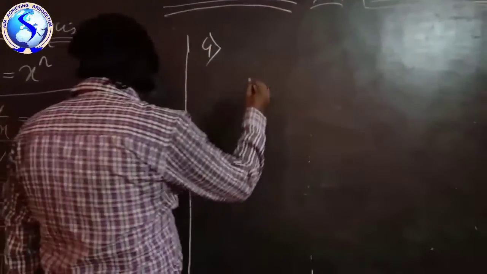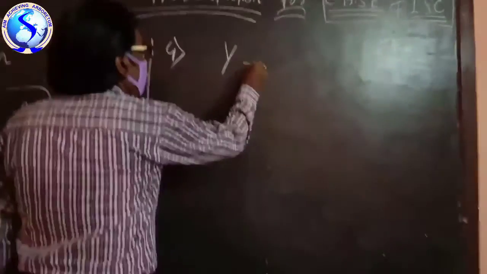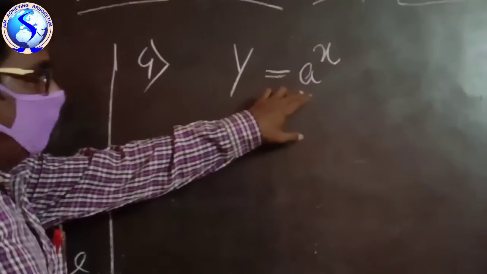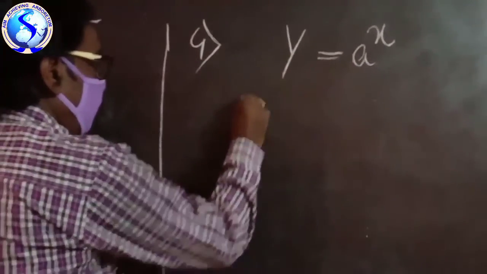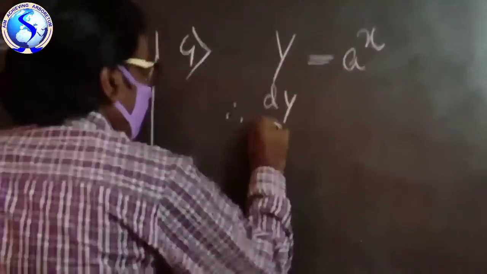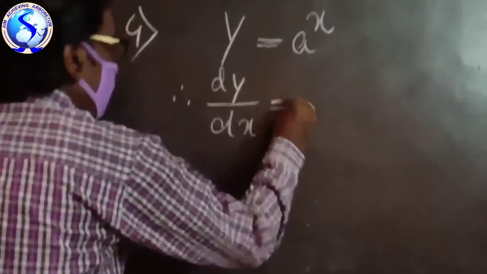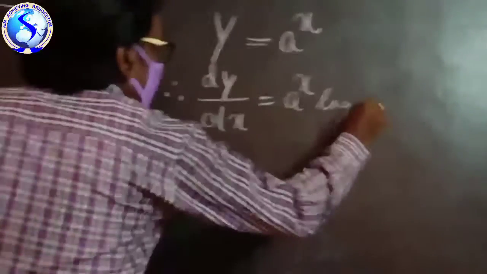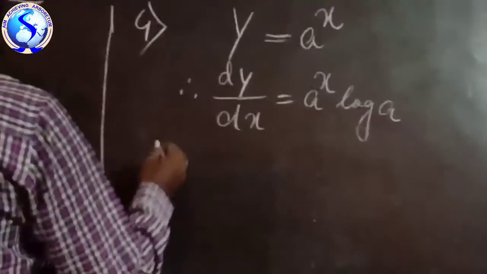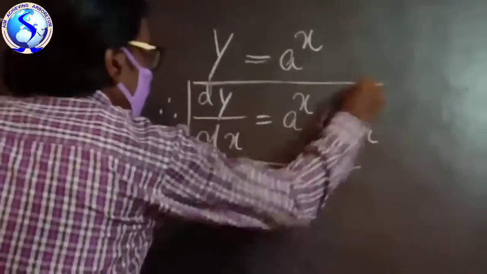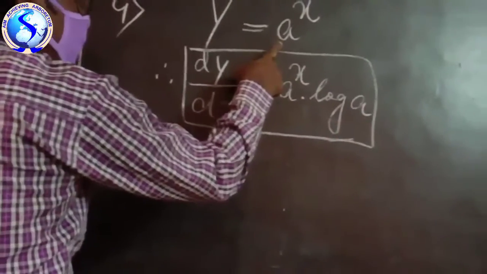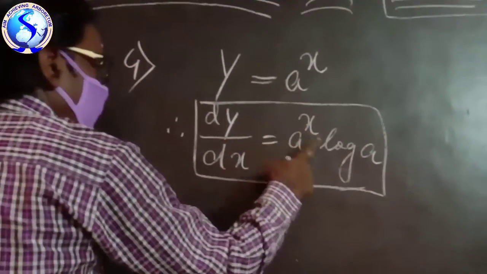Next, I am writing y is equal to a to the power x, where a means any number. Therefore, the derivative of y with respect to x, dy by dx, is equal to a to the power x log a. What is the derivative of a to the power x? That will be a to the power x into log a. If it is given 8 to the power x, then it will be 8 to the power x log 8.